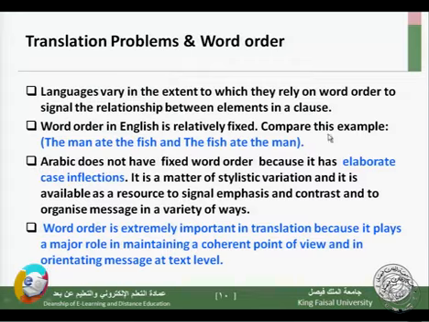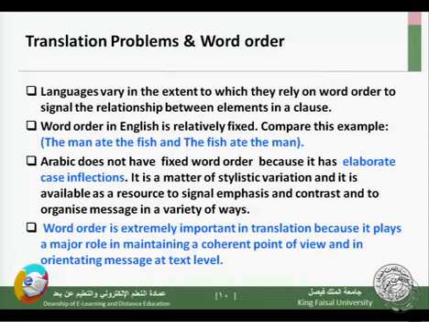Compare this example, for instance. The man ate the fish. The man, subject, ate, verb, fish, object. Now the fish ate the man. You know how important word order is? If you put the fish here and you take the man and put it at the end, so the word order is fixed in English, and it changes the meaning of the sentence or the clause. Now Arabic doesn't have fixed word order.